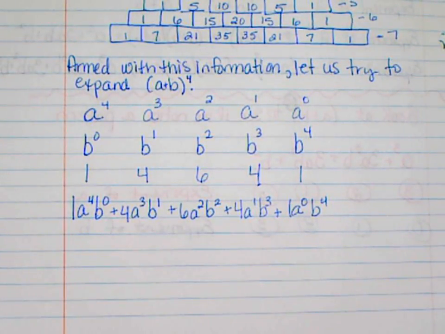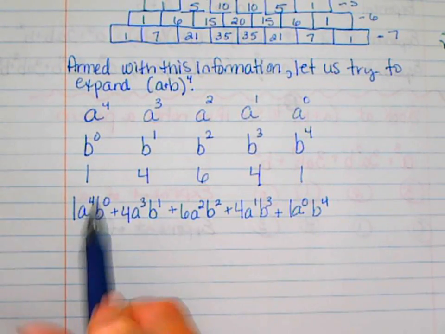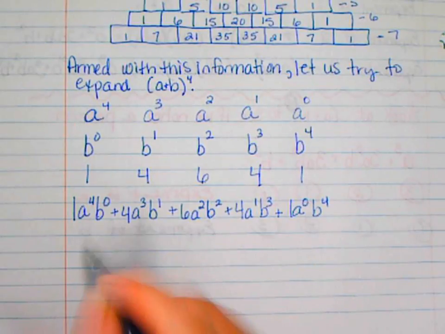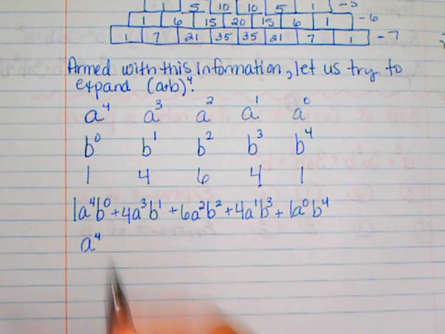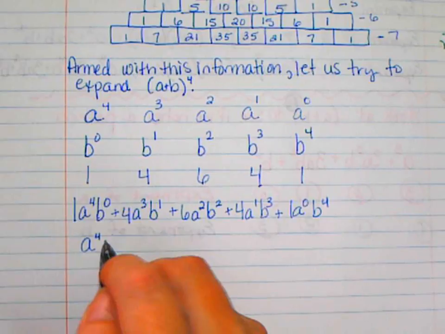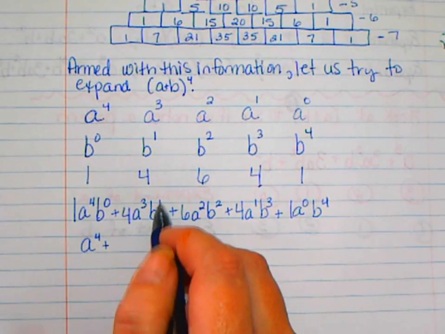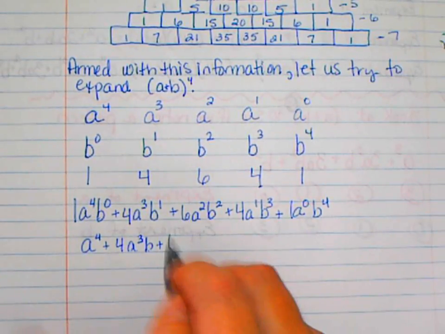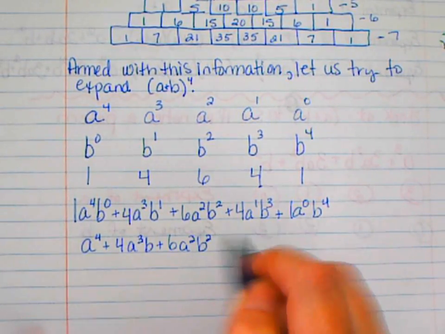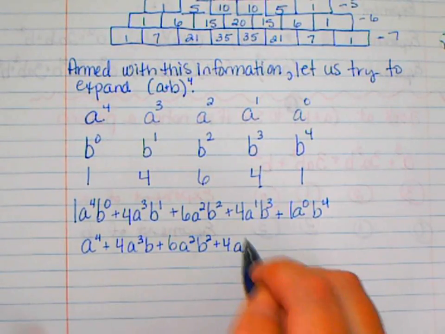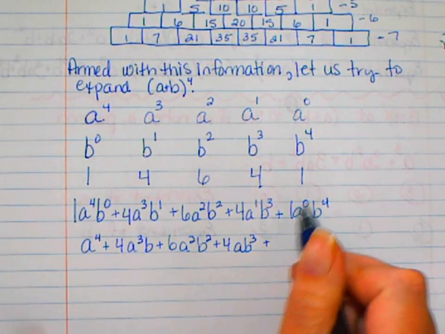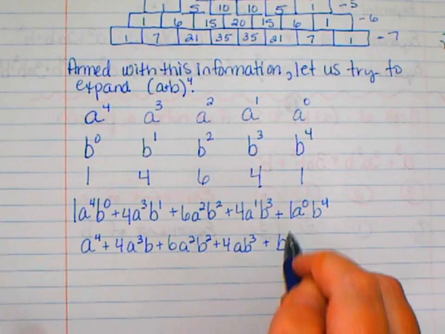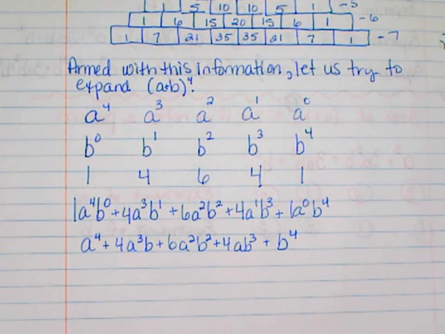And of course that's not all cleaned up, so I'll do that now. So what is 1a to the fourth b to the 0 simplified? Just a to the fourth, right? And then plus, the only thing to simplify here, I don't need the b to the first, so just plus 4a cubed b plus 6a squared b squared plus 4ab cubed plus, that will just give me b to the fourth. Pretty cool, right?